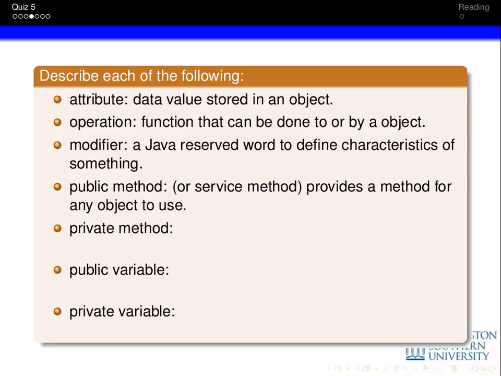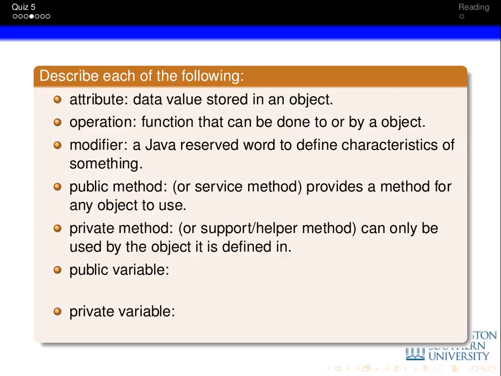I'm just curious. So then, what's a private method? Only used in that one class or function. Yeah, only that one class can use that function. So it's private to the class or object. What's a public variable?